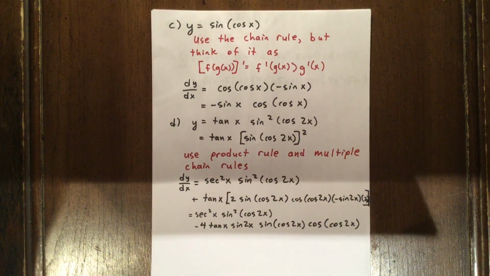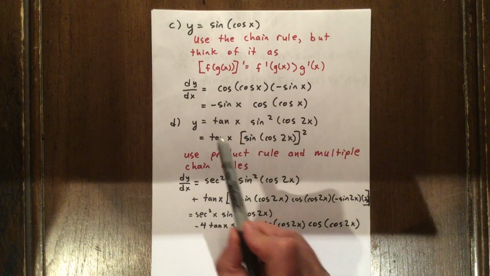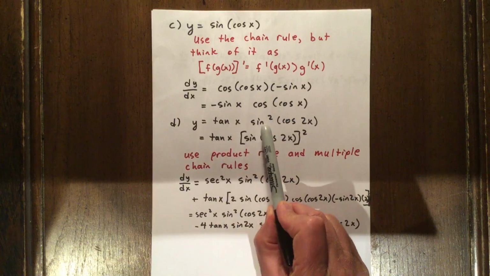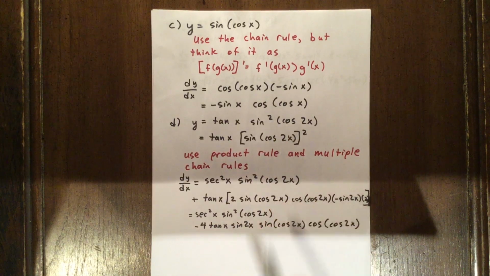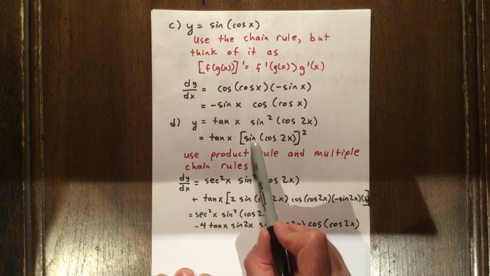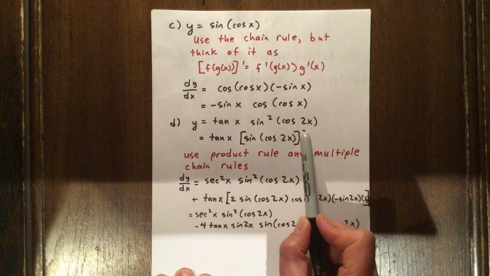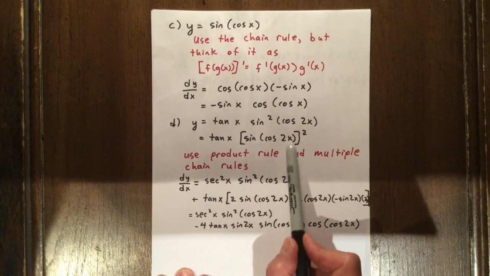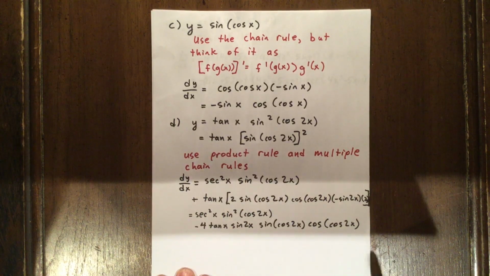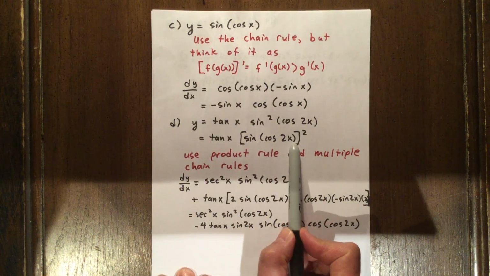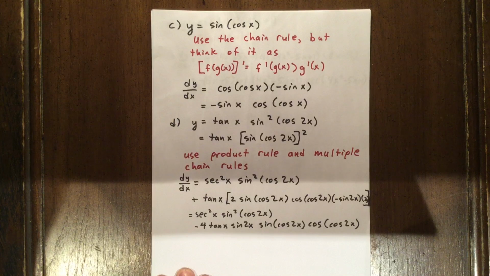All right, another question, kind of a tough one. Our function is y equals tan x times the sine squared of cos 2x. Well, that's like saying tan x times the sine of cos 2x quantity squared. Well, we're going to use here a product rule. The first function is tan x, the second function is the sine of cos 2x quantity squared, and while using the product rule, we're going to use the chain rule multiple times.